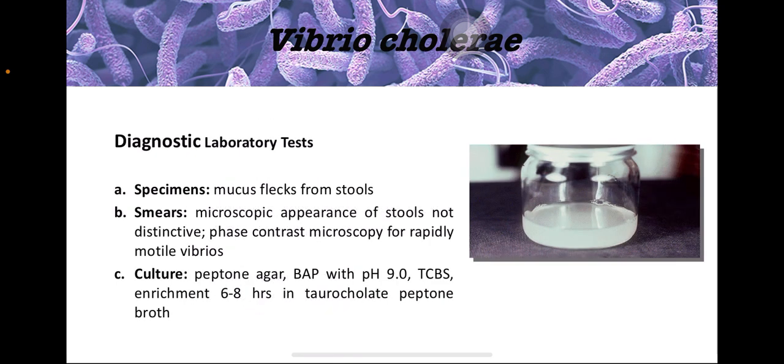For the diagnostic laboratory tests, we collect mucus flecks from the stool. So microscopy is not very helpful. Nothing distinctive. Culture media include peptone agar, blood agar at pH 9, which is alkaline, your TCBS or your thiosulfate citrate bile salt sucrose agar, in which Vibrio cholerae will have yellow colonies.